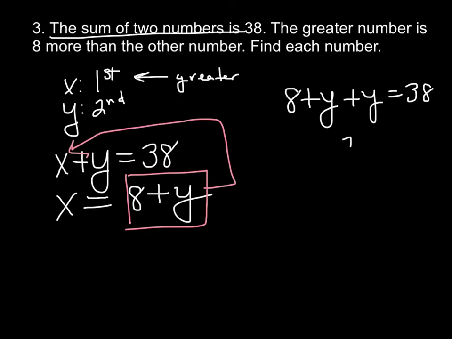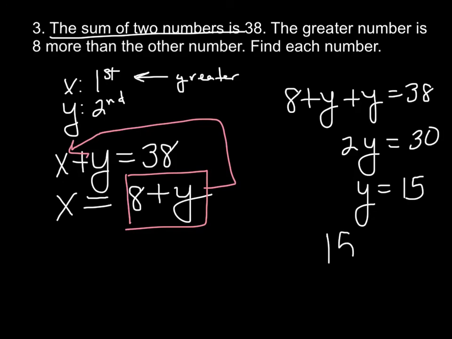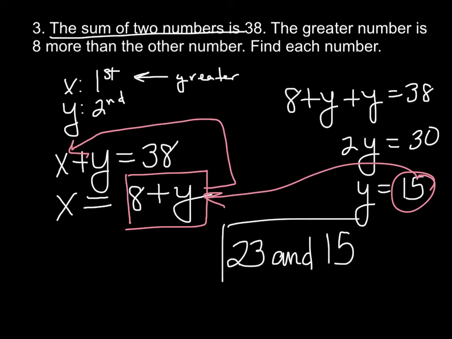I'm going to add my like terms. That's going to give me 2Y. I'm going to subtract my 8 on the other side to do inverse operations. I divide by 2. So I know that one of my numbers is 15. So my second number is 15. So the first number, I'm going to take this 15, plug it in right here. So 8 plus 15, that's going to give me 23. So my two numbers are going to be 23 and 15.